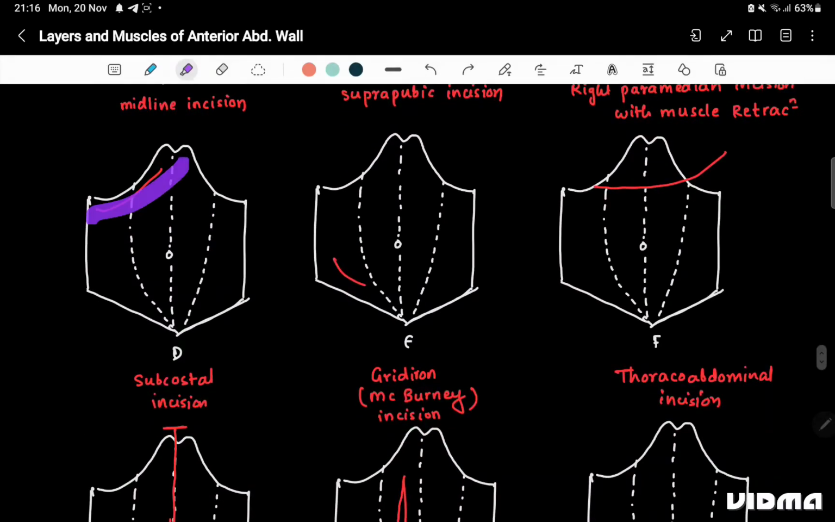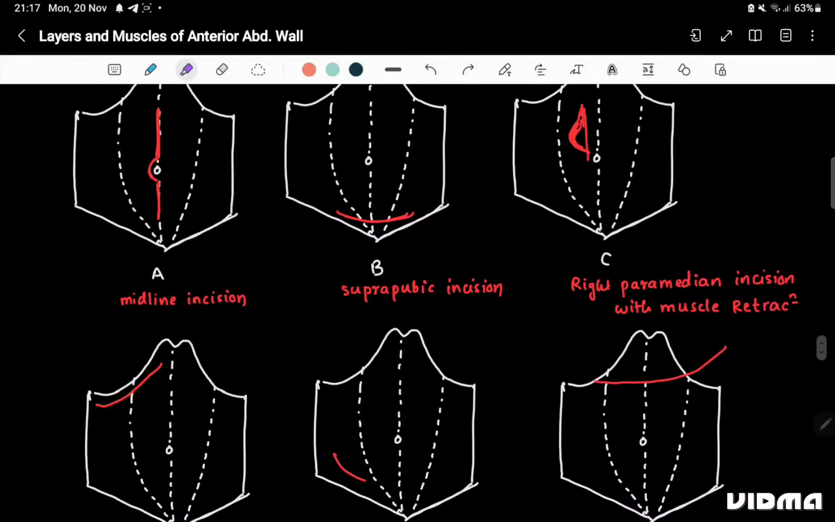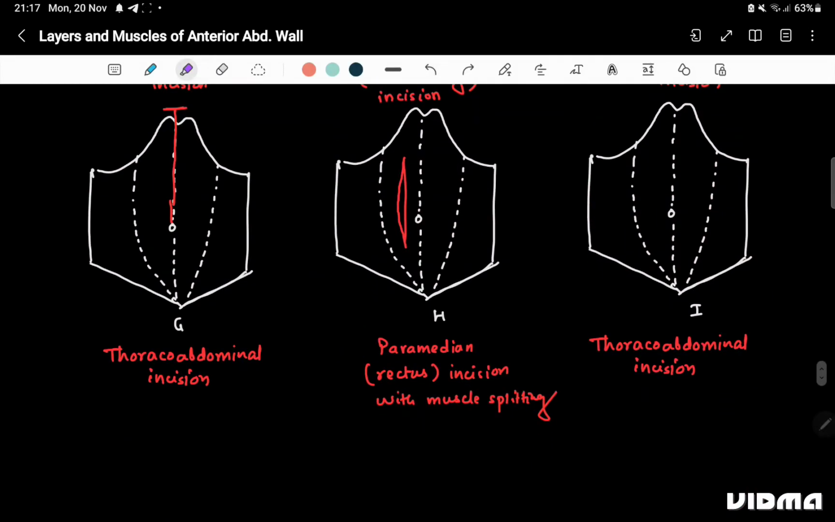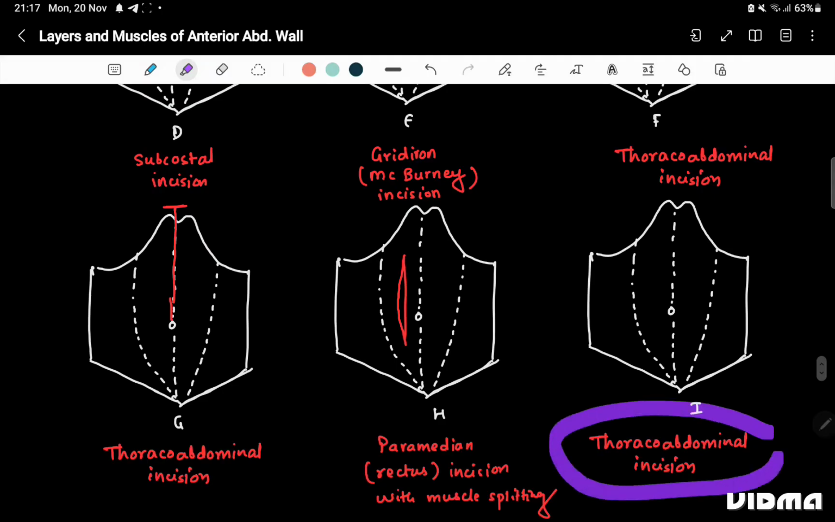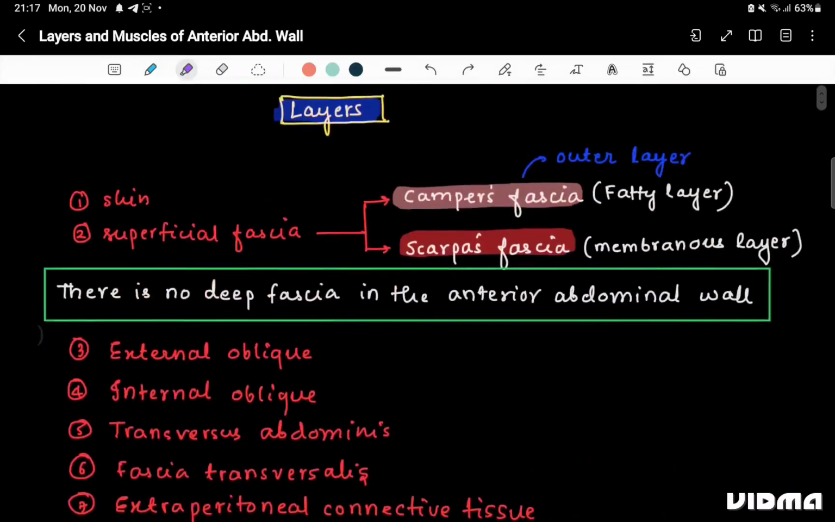Okay, then we can have a subcostal incision just below the costal margin. You can have your gridiron, okay, gridiron is called the McBurney incision. Okay, and then you can have a thoracoabdominal incision. This is a thoracoabdominal incision. Okay, and this is a paramedian incision with muscle splitting. This muscle is split. Okay, here it was retracted. Muscle retraction was there. Here we have a split, and the paramedian, and you can have your thoracoabdominal incisions also. Okay, so this completes your anterior abdominal wall, the layers and the muscles. Let's move on to the next part.